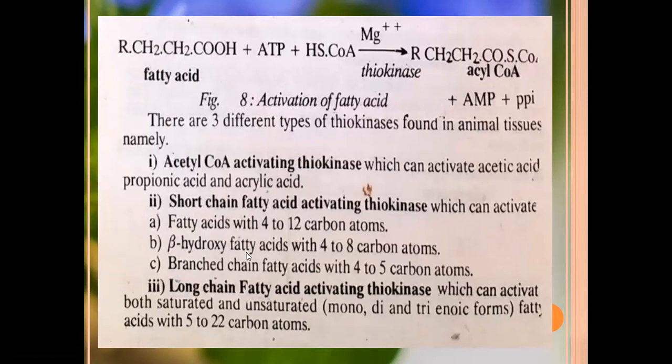Second one, beta hydroxy fatty acids with 4 to 8 carbon atoms. Third one, branched chain fatty acids with 4 to 5 carbon atoms. And the last important third one, long chain fatty acid activating thiokinase, which can activate both saturated and unsaturated mono, di, tri enoic forms of fatty acids with 5 to 22 carbon atoms. These three types of thiokinases are present in different forms in the animal tissues.